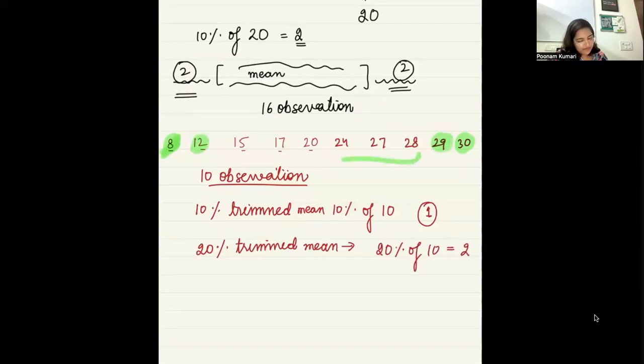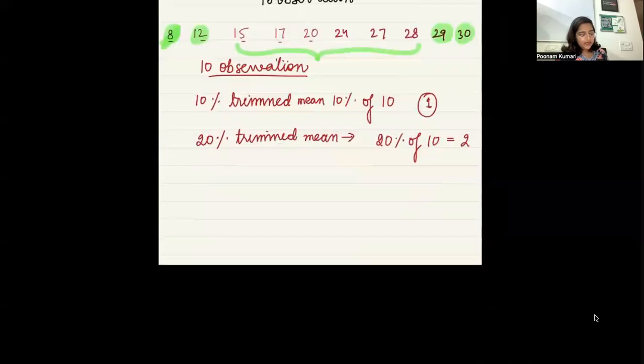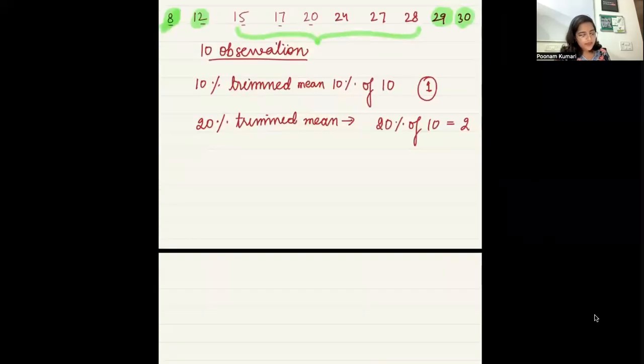So whatever is left in between, you add all these and then you divide by 6. That is your 20% trimmed mean, right? Is that okay? Yes, ma'am. All right. So now, sometimes let's say somebody said that you have to find the 15% trimmed mean.